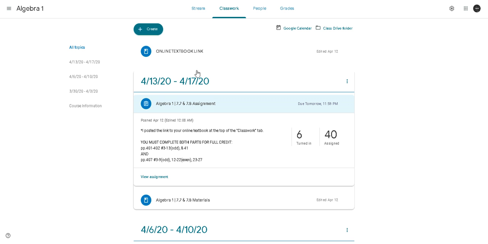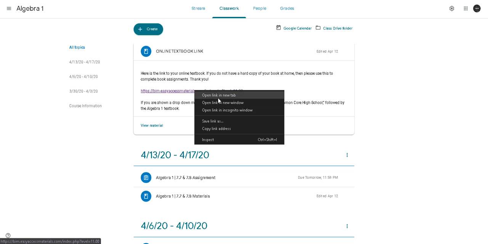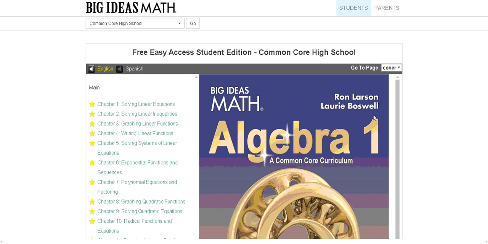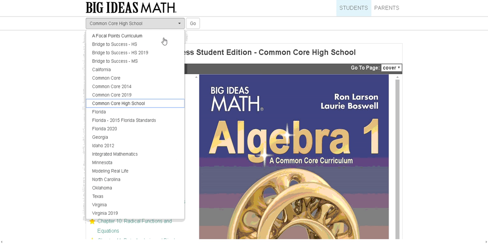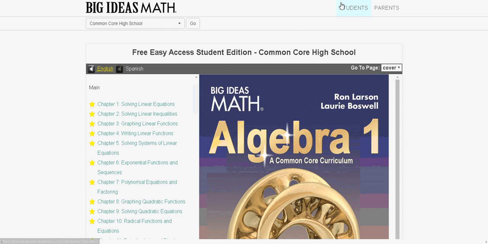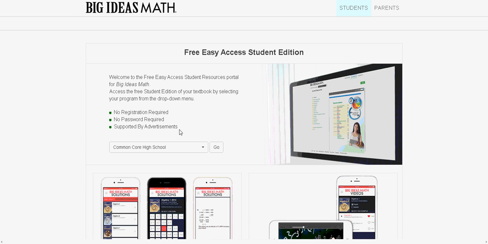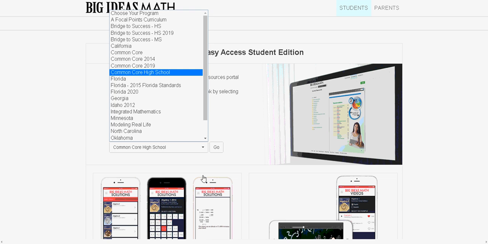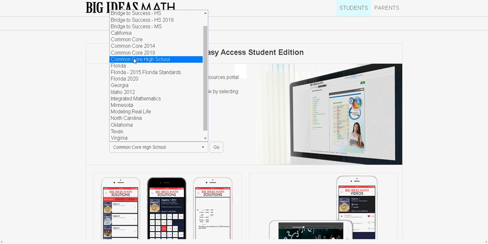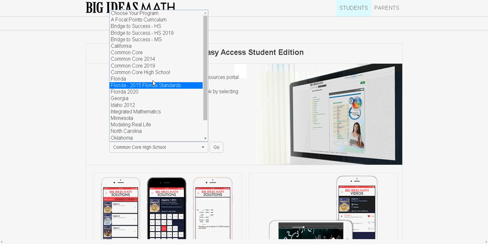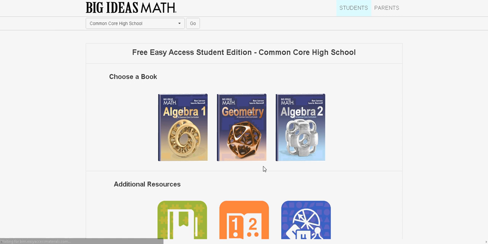Hopefully most, if not all of you, have your textbook with you. But if you don't, I posted on the classwork tab the online textbook link, so you can click on here, open that up, and then it should open you right to the textbook. Some of you might get this page. If you do, there's going to be a drop-down menu, and then you'd go to Common Core High School. So again, drop-down menu, Common Core High School, and then hit go, and then select the Algebra 1 textbook.